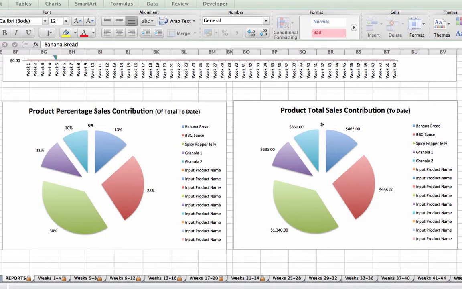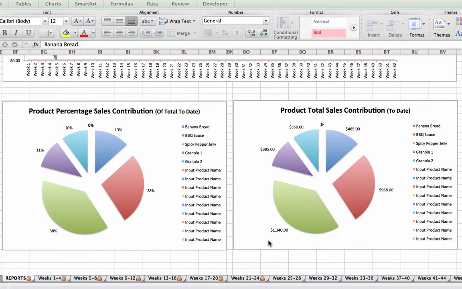So in the first graph over here on the left, we're taking a look at how much each product is actually contributing to your overall sales. So which products are contributing the greatest portion of revenue to your sales to date? So for example, you can see here the spicy pepper jelly is actually accounting for 38% of your sales. Again, this is a really quick and easy way to see, okay, what products are really driving my sales.